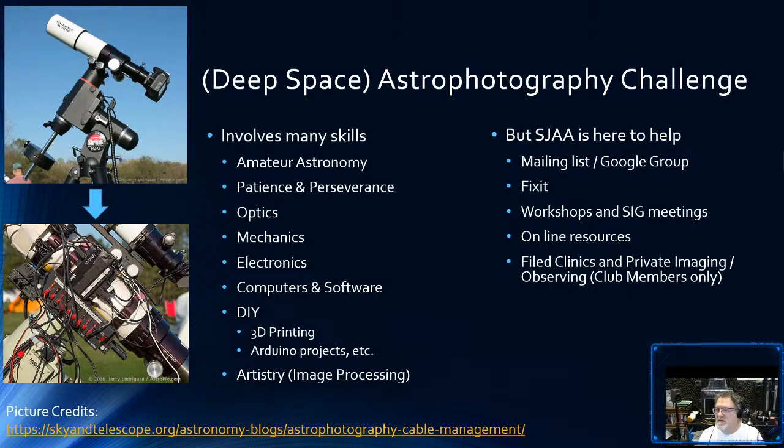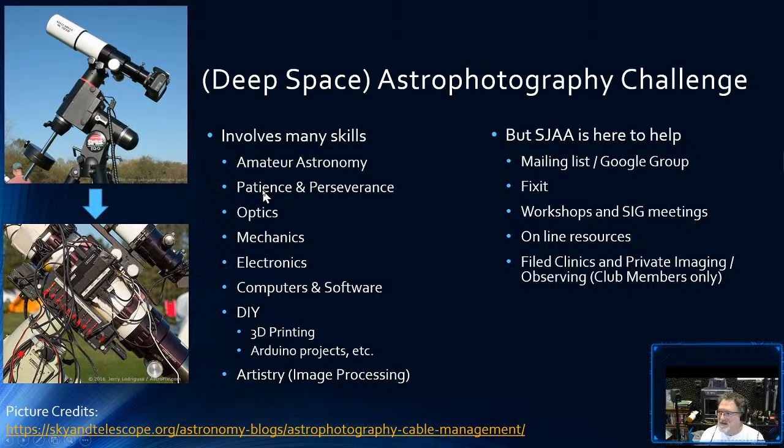But when I talk about deep space astrophotography as a hobby, what most people are doing is more like this bottom picture here. They're hanging a lot of gear on their mounts and they're automating everything. And what that ends up being is, you're sort of a Jack or Jill of all trades. So you're an amateur astronomer.